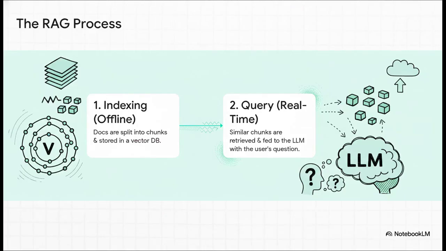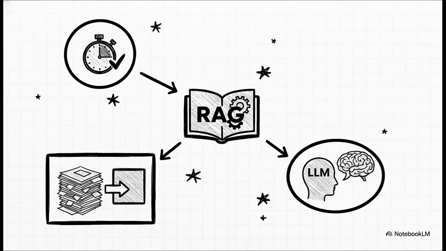So what's happening under the hood? It's basically a two-step process. First, you've got the offline indexing phase. This is all the prep work. You take all your documents, you break them up into manageable chunks, and you store their meaning, as numbers, in this special library called a vector database. Then, when a user actually asks a question, the real-time query phase kicks in. The system zips through that database, finds the most relevant chunks of text, and feeds them to the LLM right alongside the user's question.